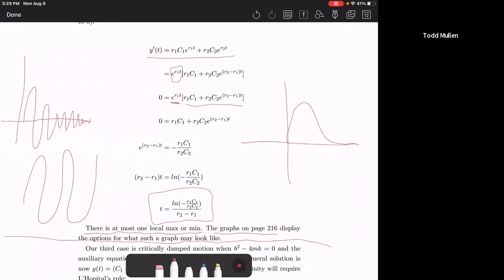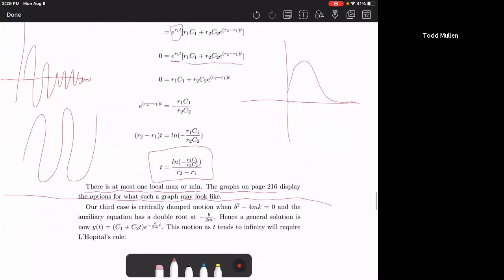Okay, our third case is critically damped motion. That's when b squared minus 4mk is equal to 0. And that means the auxiliary equation has a double root at negative b over 2m. Once again, from our work in sections 4.2, 4.3, 4.4, we know what this solution is going to look like then. It's y is equal to c1 times e to the negative b over 2m t plus c2 times t times e to the negative b over 2m t.